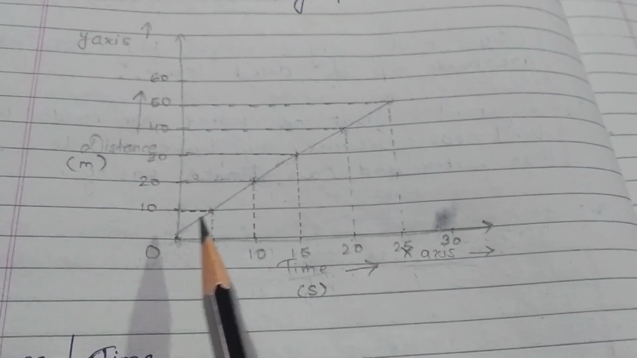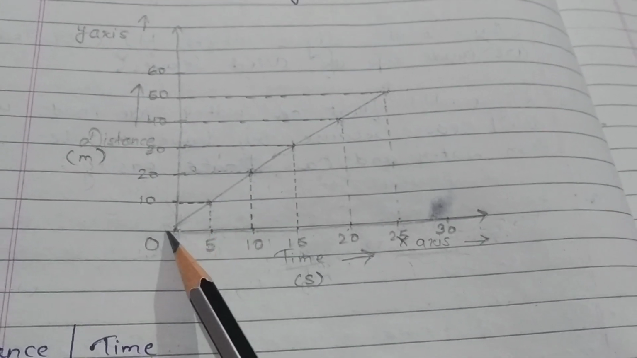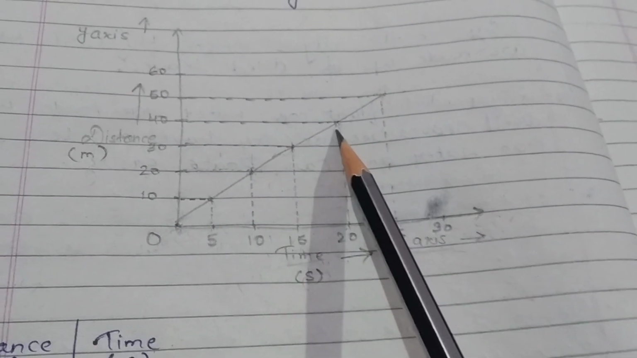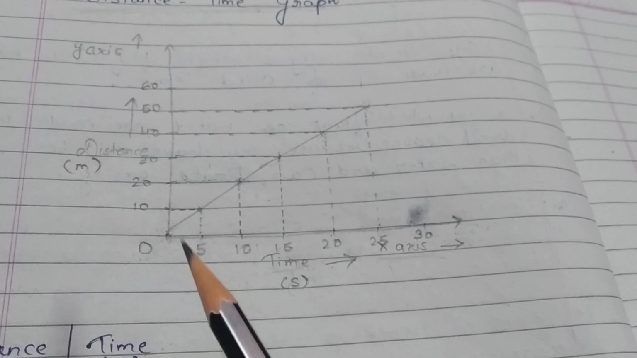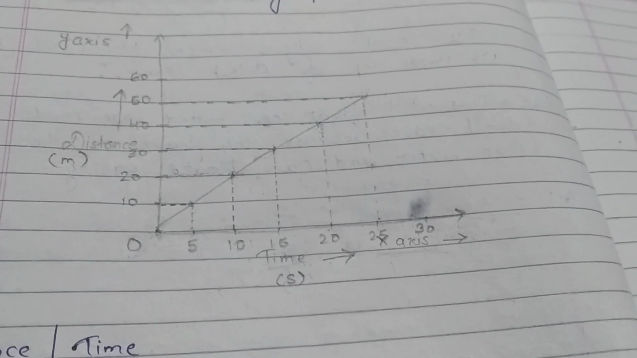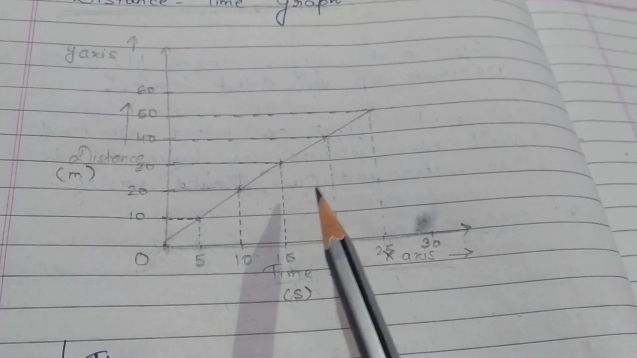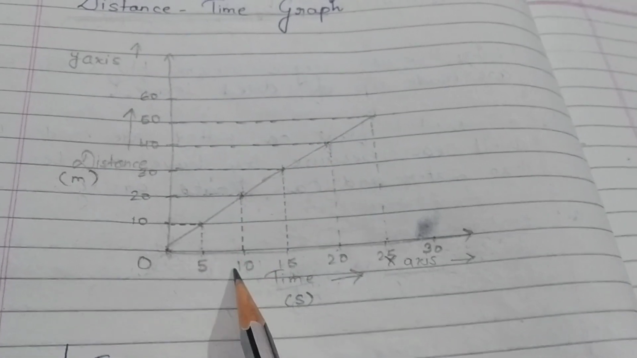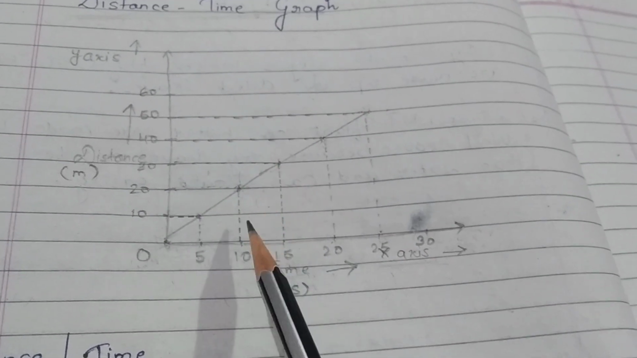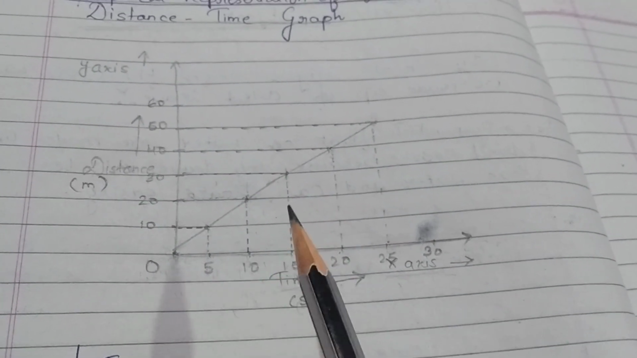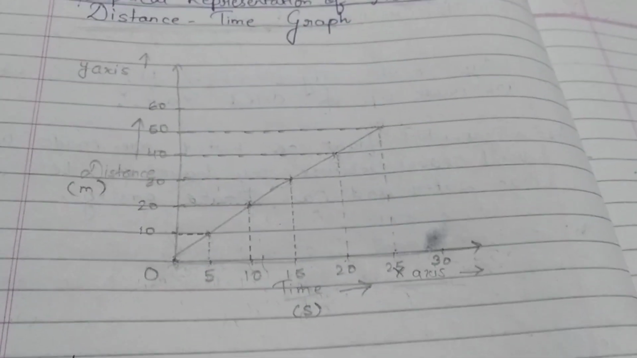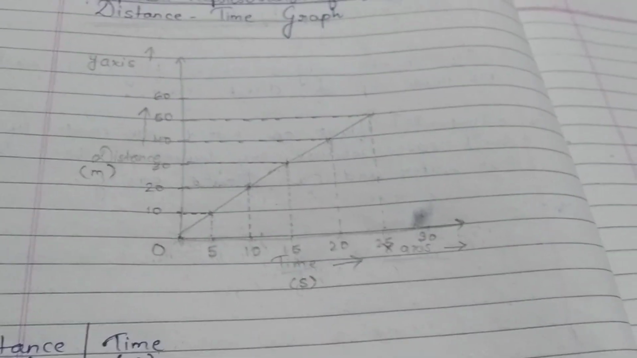Now here we can see that this is a straight line. This shows that the motion of that object or body is uniform, because in the earlier class we learned that if a distance-time graph is a straight line, then it represents uniform motion. Hope you understand the distance-time graph. That's all for today.